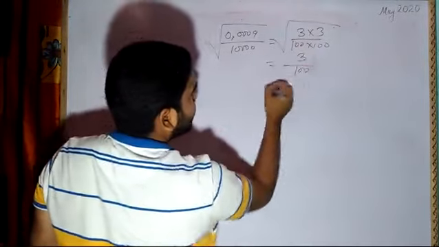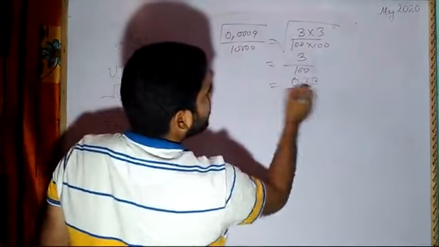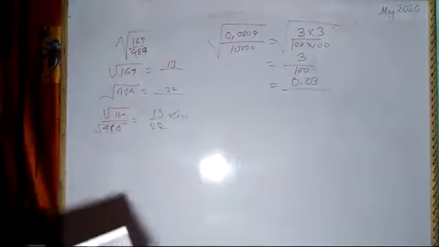3 by 100, that means 0.03. This will be your answer.